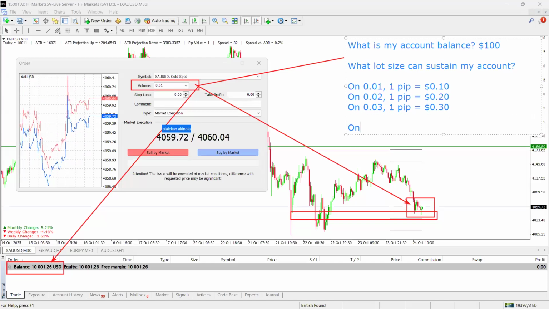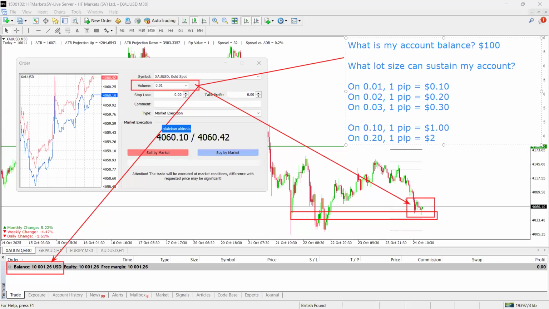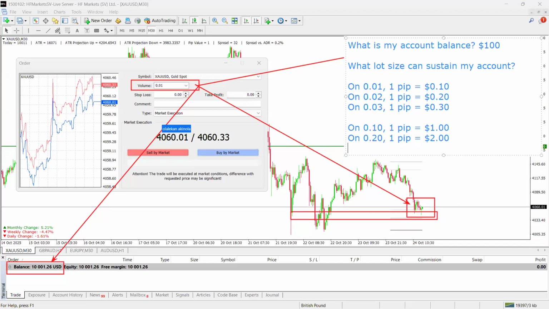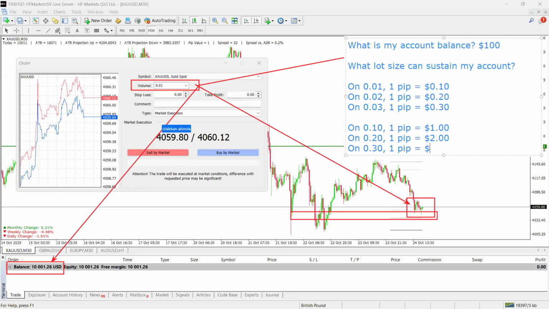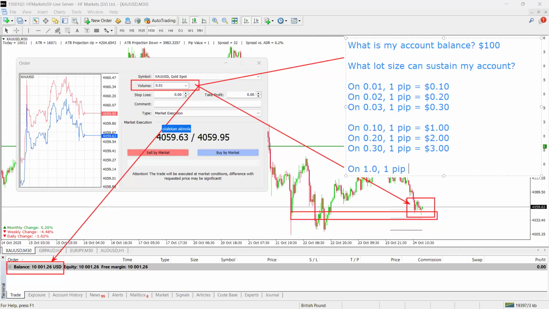And I want to go to 0.10, which is a mini lot, where 1 pip movement is $1 on the average major pair and even the gold market. On 0.20, one price movement equals $2. And on the average 0.30, there's a reason why I'm doing this, I need you to see something. One single pip movement is equal to $3. And I'm going to go to the standard lot on 1.0, where 1 pip, one single price movement, is about $10.